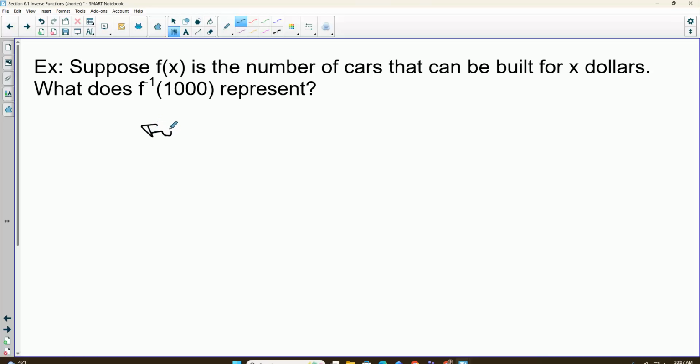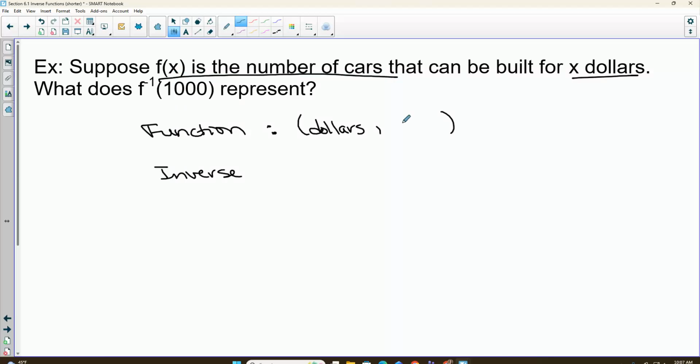So, we need to think about the function and the inverse here. In my function, think about ordered pairs, x, y. X is the dollars. What did y represent in the original function? The number of cars. Okay.